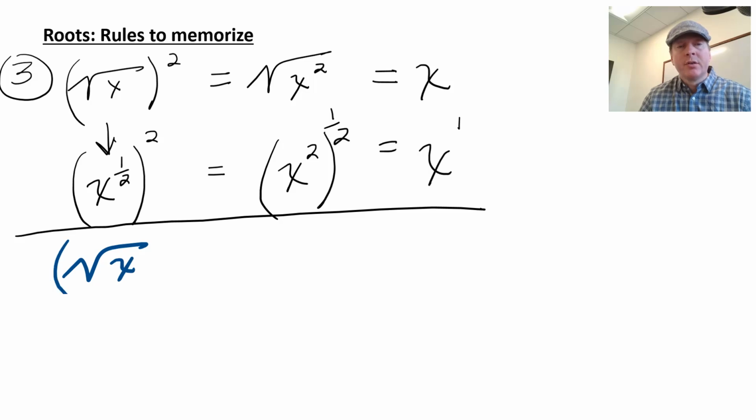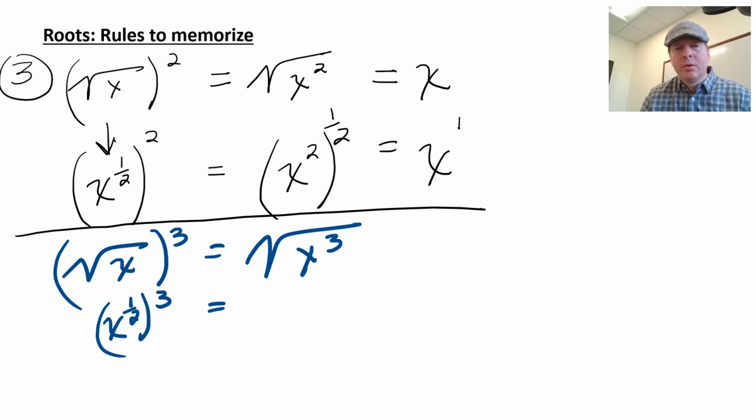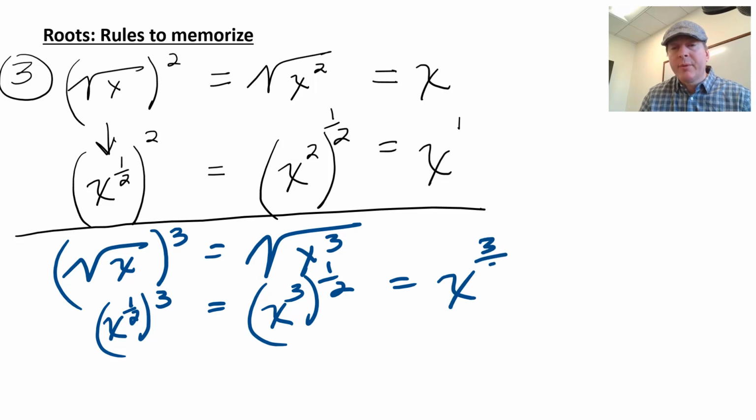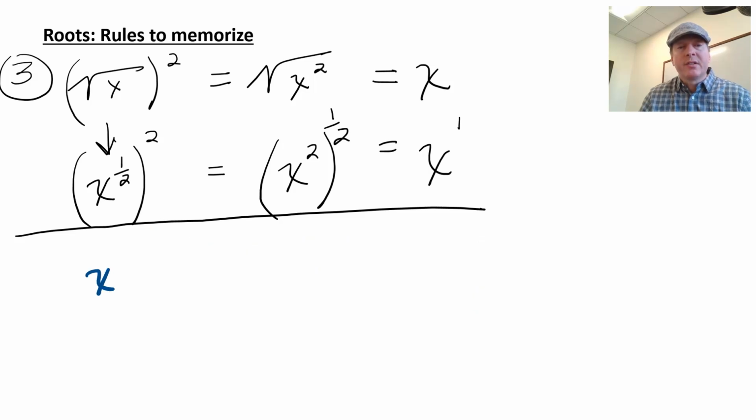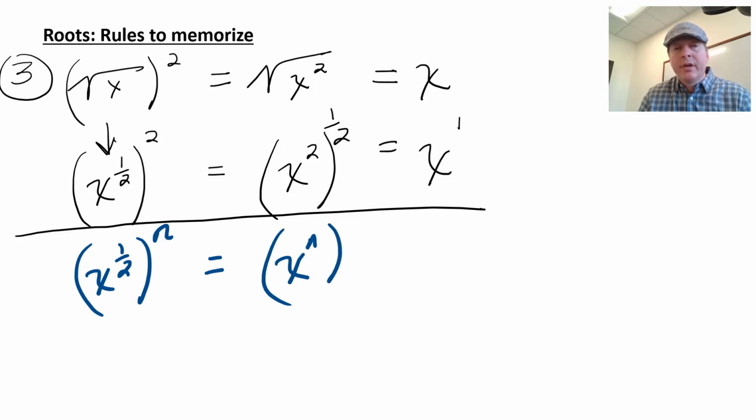Suppose I had the square root of x, cubed. That is the same thing as the square root of x cubed. X to the 1/2 cubed is equal to x cubed raised to the power of 1/2. Both of them are x raised to the power of 3 over 2. So the more general rule: the square root of x, x to the 1/2, raised to any exponent, let's call it n, is the same thing as x to the n raised to the 1/2. Both of them are x raised to the power of n over 2.